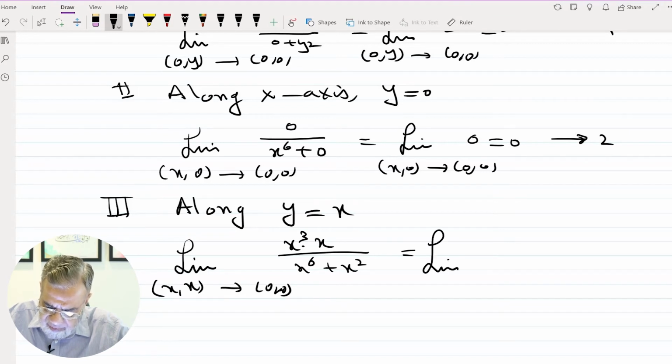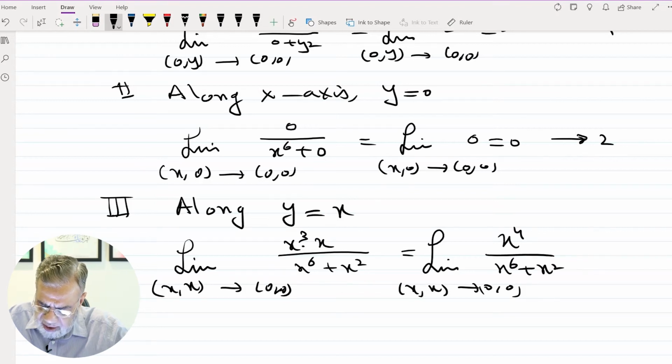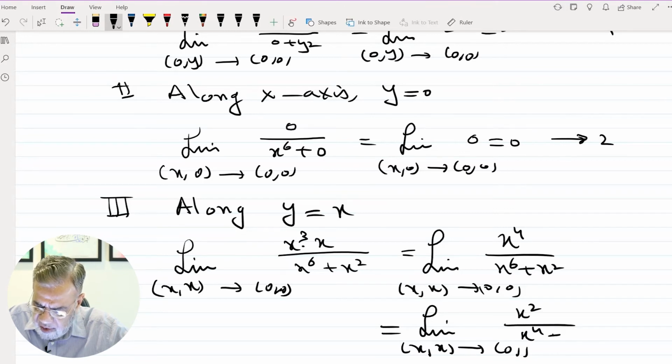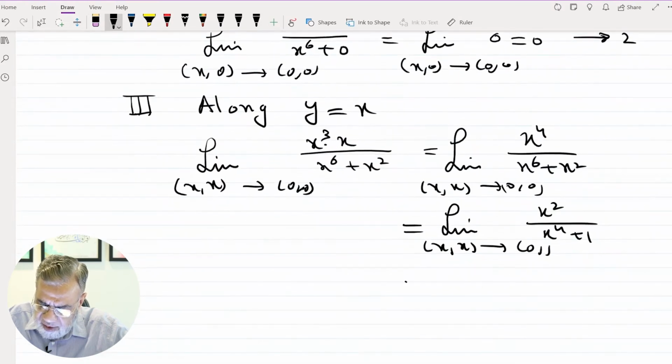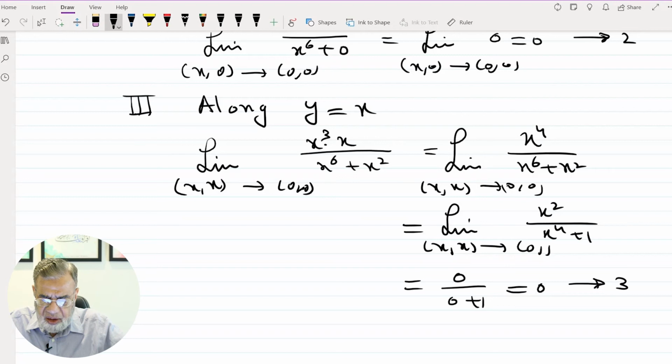So that will give me the limit of this one. I have the limit as (x, x) goes to (0, 0) of x to the power 4 over x to the power 6 plus x to the power 2. We take x to the power 2 common, and we can have the limit as x goes to 0 of x squared over x to the power 4 plus 1. We take the limit of this one. When x is 0, this is 0 over 0 plus 0 plus 1, that's equal to 0. This is number 3. So it means when along x equal to 0, y equal to 0, and y equal to x, the limits are the same.